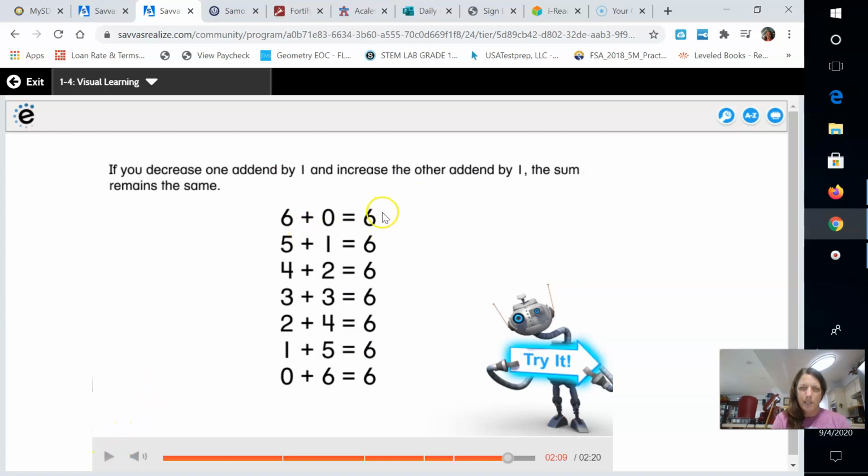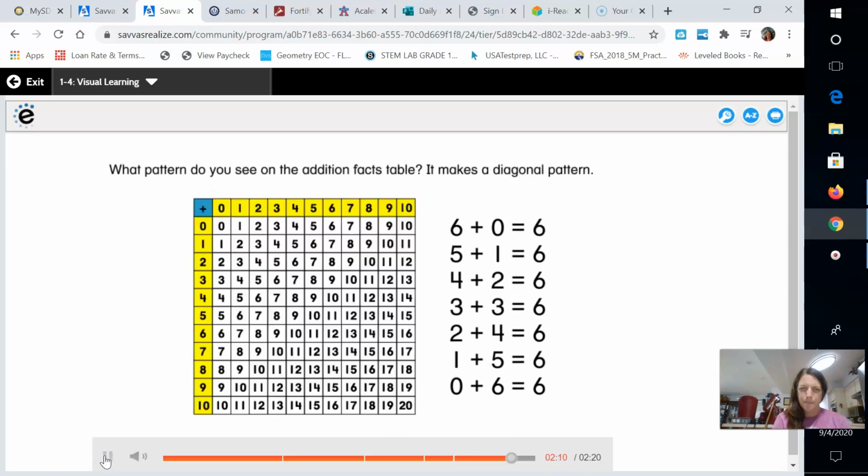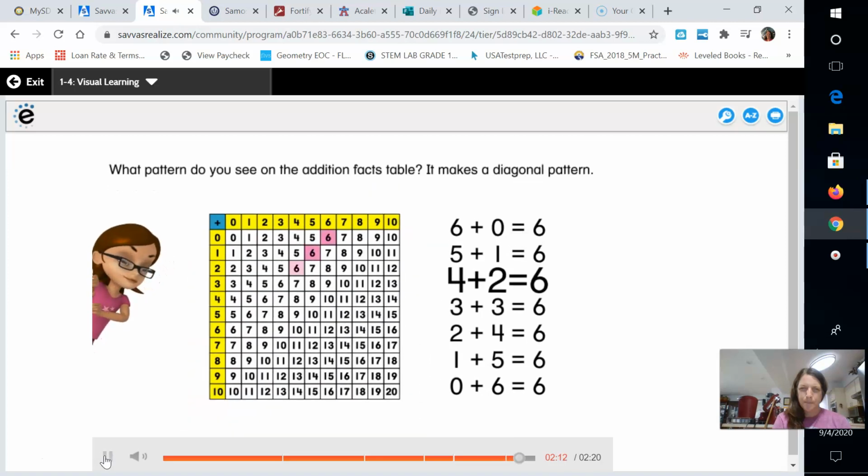Okay, so you can see the sums are all the same. They're all 6, right? And this is showing us all the different ways that you can make 6 by adding two numbers together. What pattern do you see on the addition facts table? It makes a diagonal pattern.